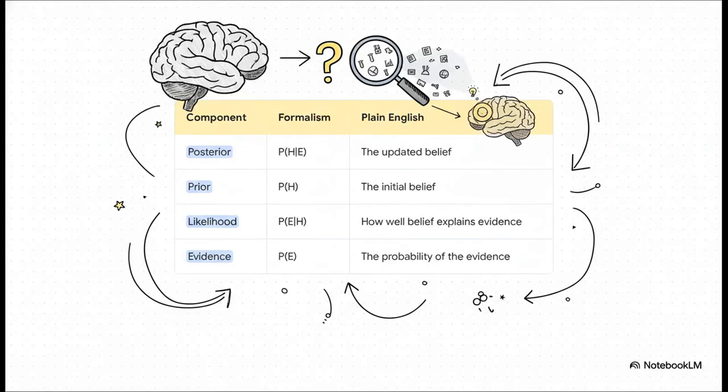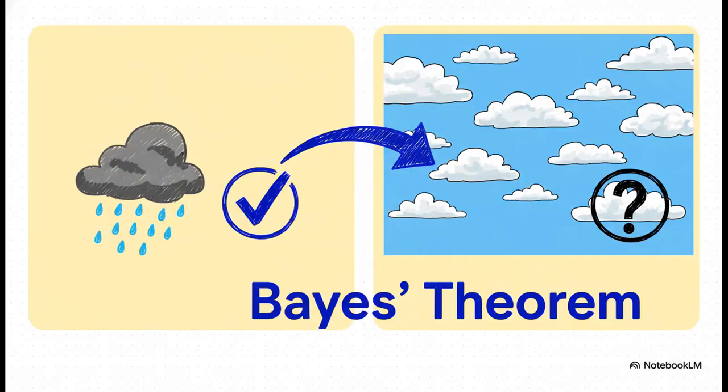Really, the best way to think about this is like a story. The posterior is our new updated belief. That's the final answer we're after. We start with our prior, which is what we believed before we got the new evidence. Then we adjust that belief using the likelihood, which asks, how likely would this evidence be if my initial belief was true? And we divide the whole thing by the probability of the evidence itself, just to keep everything scaled correctly.